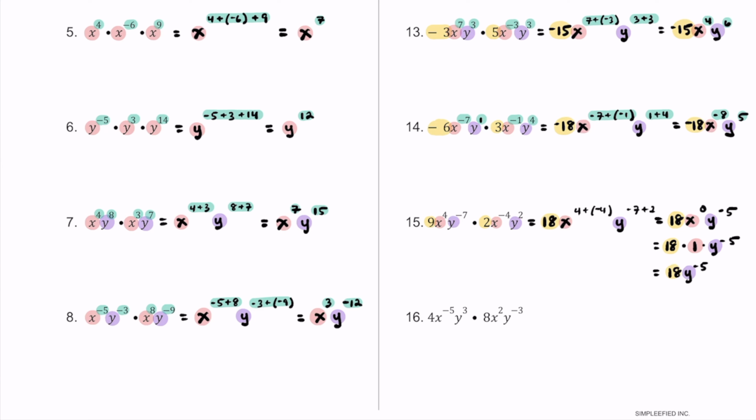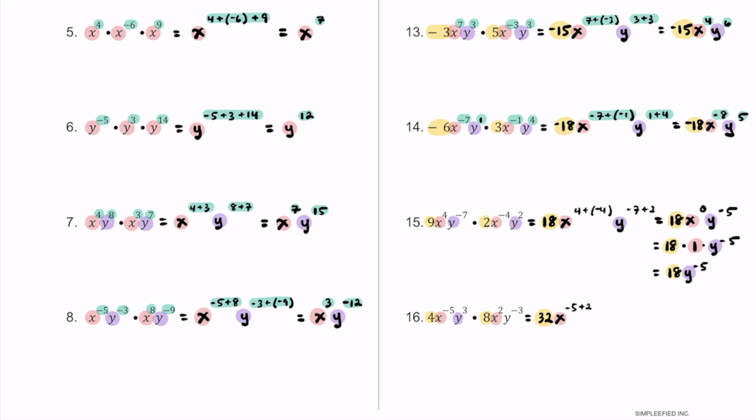Finally, for number 16, we have 4x to the -5th power times y to the 3rd power times 8x to the 2nd power times y to the -3rd power. Start by multiplying the coefficients of 4 and 8 together. 4 times 8, that's going to equal 32. So let's go ahead and put that in front. Then we'll multiply x to the -5th power times x to the 2nd power. So let's go ahead and put this x over here, and let's add their exponents. We can add this -5 plus 2.